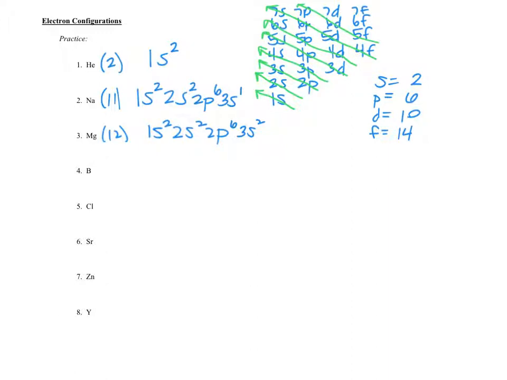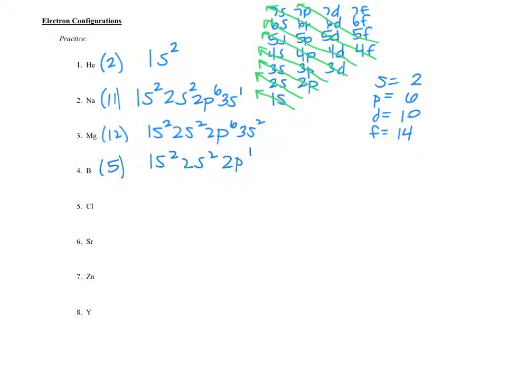So next we're going to do boron. Boron has an atomic number of 5. So again, you're always starting at the 1s, 2 in there. Next orbital is the 2s, 2 in there. And then we're going to do the 2p with 1.